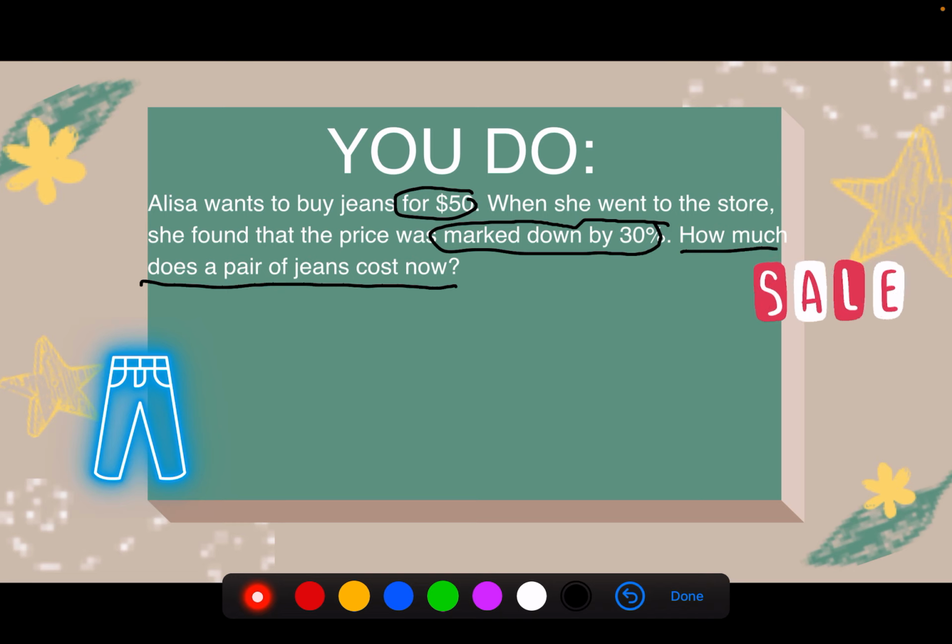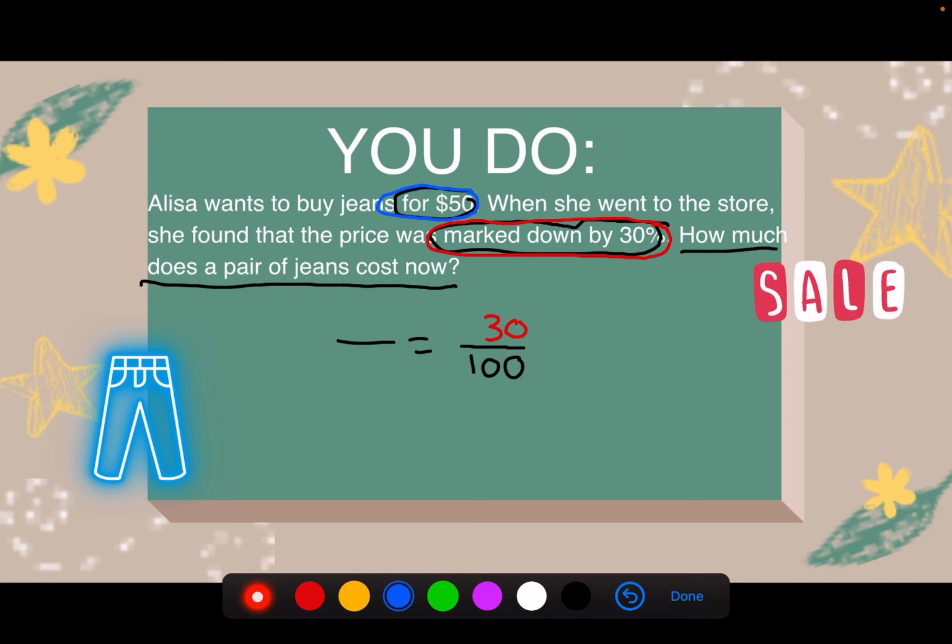So of course you're gonna follow those same steps. So the first step was to set up our proportion. So let's go ahead and set up our proportion. And so I'm gonna start with my percent because we know that percent, which is 30, always goes over what? 100. That is correct. So now I am going to do my 50.